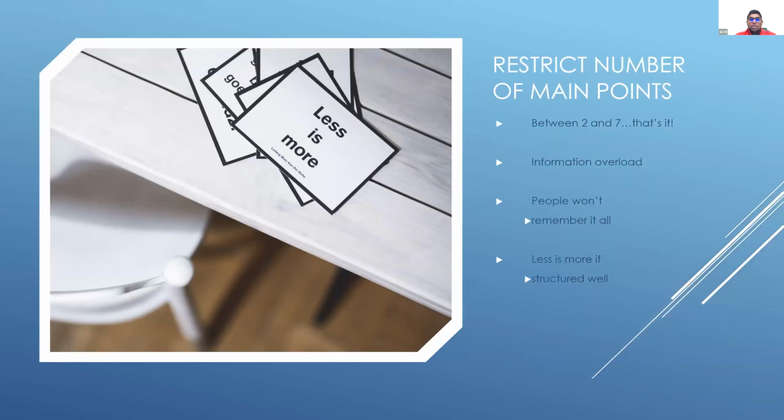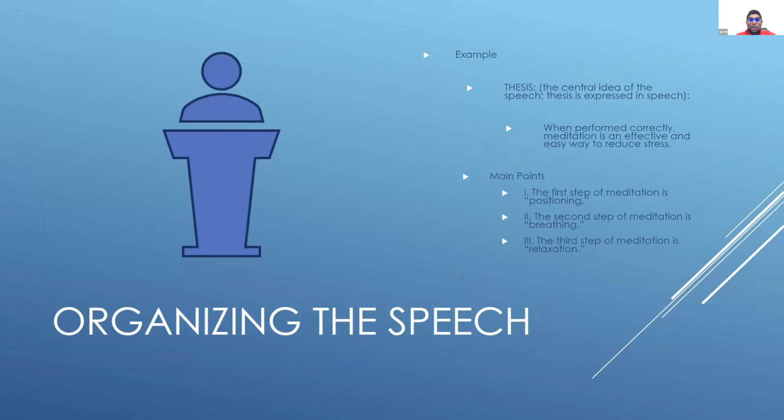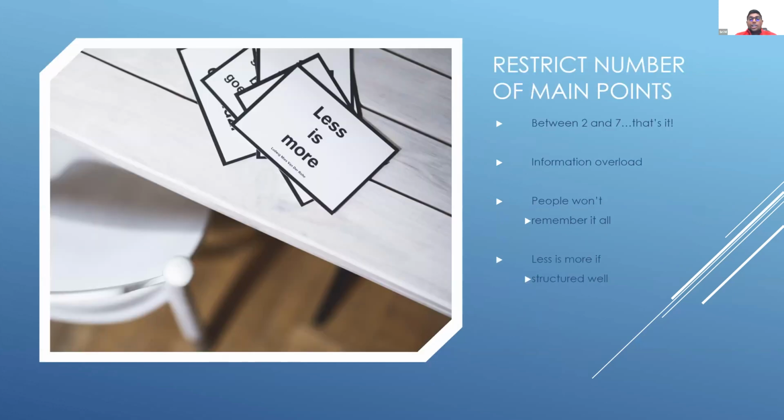Sorry about that. So you want to restrict the number of main points. As you see on the last slide here, I have about three main points that I want to cover throughout my speech. You want to try to keep the number of main points between 2 and 7. If you exceed 7, then I would consider this to be an information overload. The problem with giving too much information is that people will remember almost none of it. And it's not going to be structured well if you're trying to cram an insane amount of information, because the thought process is the more information I give, the more credible I sound, which is incorrect.